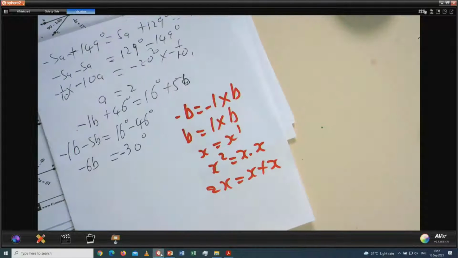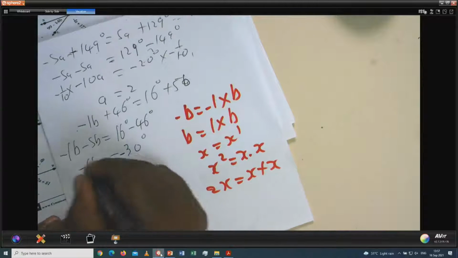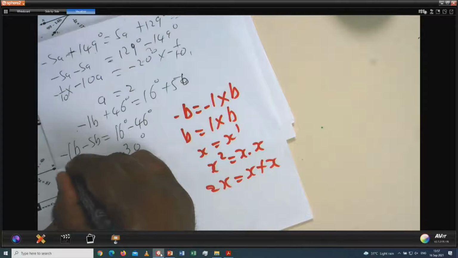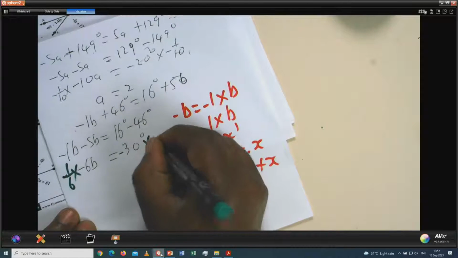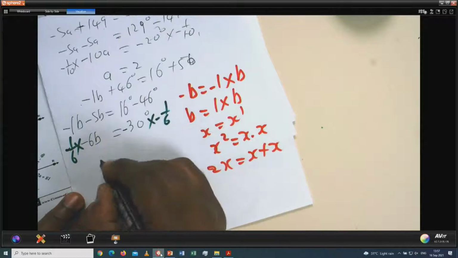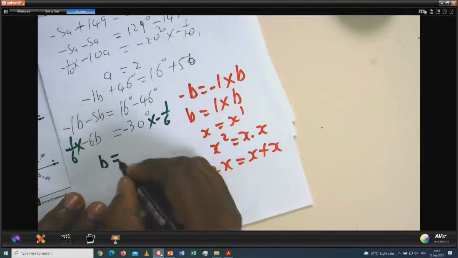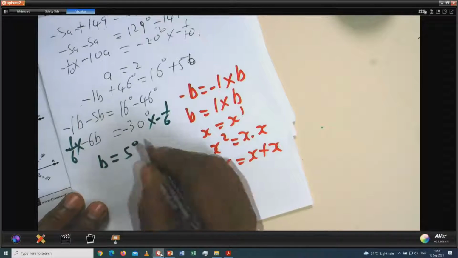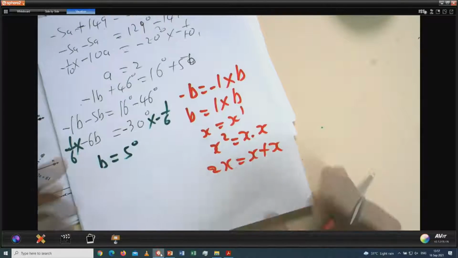Once more, we are interested in B, therefore we multiply by -1/6. But what you do on the left, you also do on the right. Remember your scale. Therefore, your B will be equal to 5 degrees. Your B is 5 degrees.